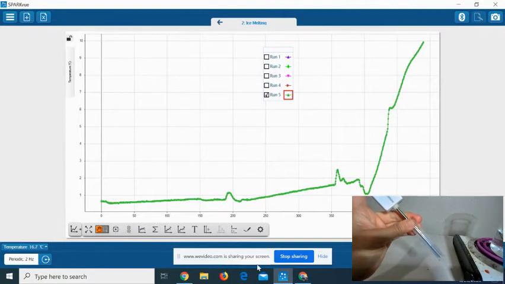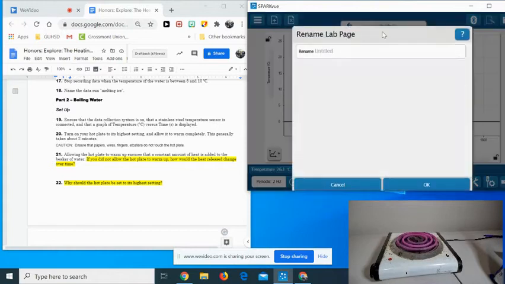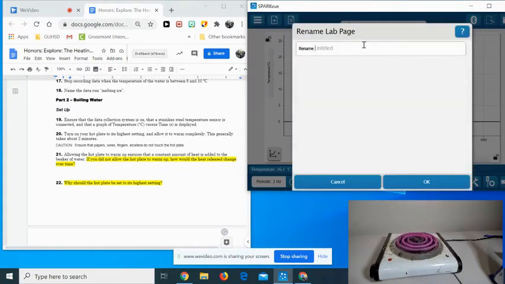Okay, so in this last part of this activity, we're going to boil water. So the very first thing that it says is to ensure that the data collection system is on and that the stainless steel temperature sensor is connected. So I have my stainless steel temperature connector and I can tell because there's a little flashing dot there. And I'm going to title this boiling water.